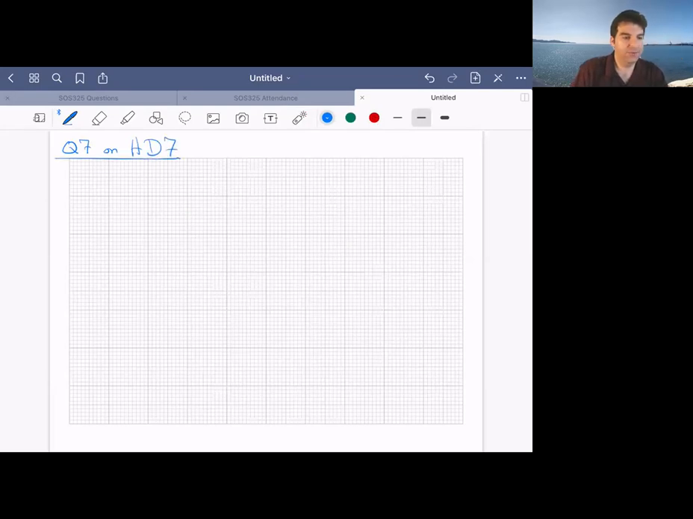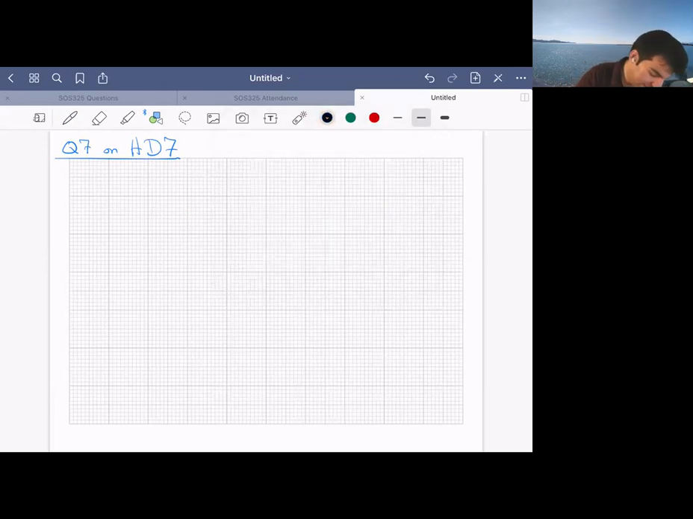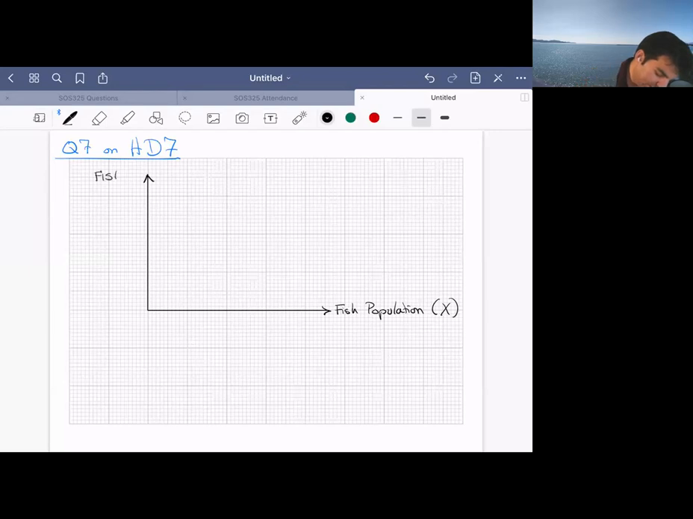And that one was, I want to sketch the density dependent regeneration rate, F of X, for a simple fishery under logistic growth conditions. Let's do that first. So I just end up drawing a little axis here where it has the fish population, that we'll call X, and then it has fish per year. So this is the regeneration rate, in units of fish per year.